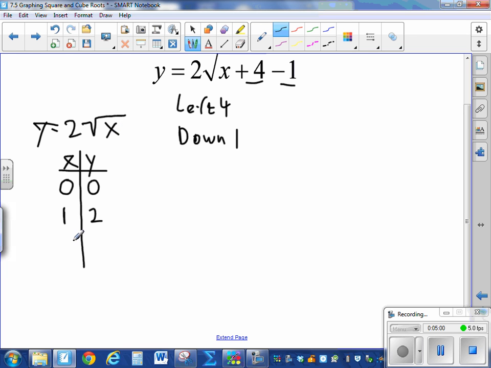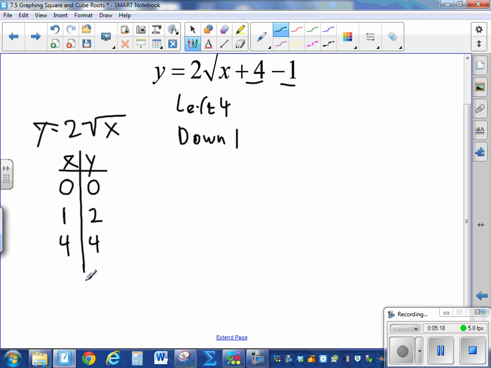So the next nice number. Basically, we're looking for perfect squares. So the next perfect square is not a 2, it's not a 3, 4 is a perfect square. So the square root of 4 is a 2, but then you've got to multiply by this 2 and you're going to get a 4.